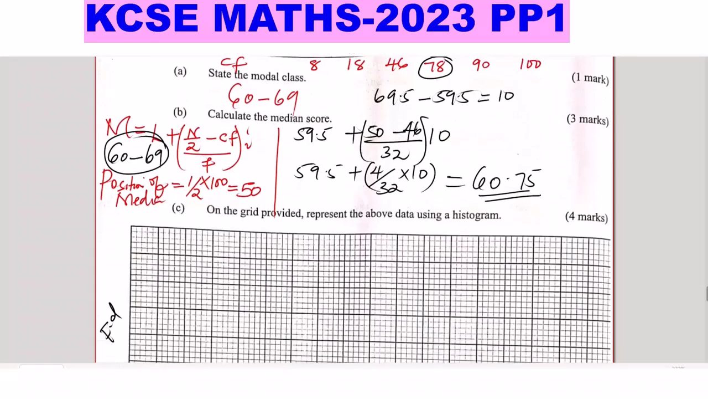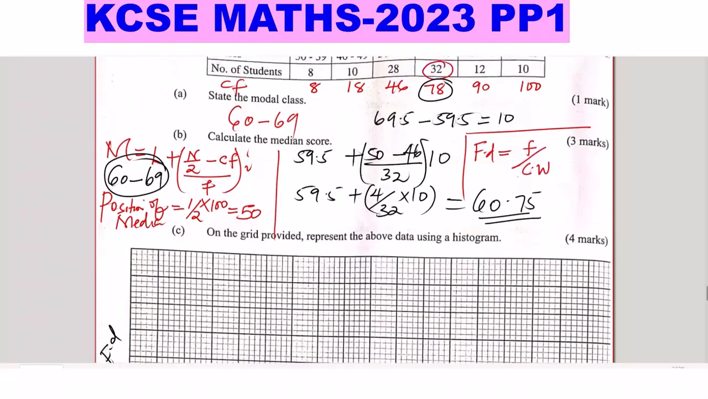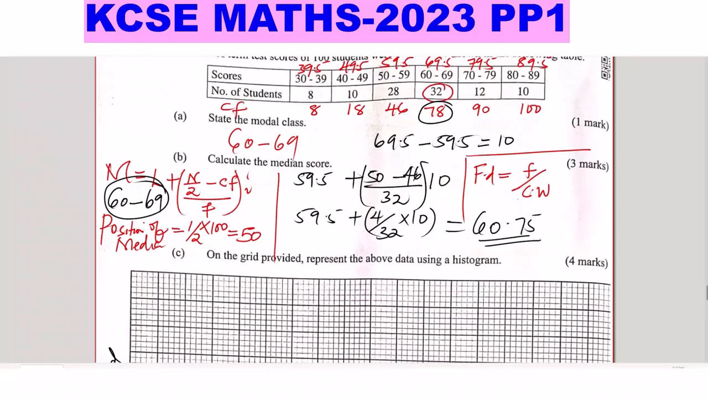So how do we get the frequency density? Frequency density is given by frequency divided by the class width. That is what you're going to do for all these. Don't have enough space here. So frequency is the number of students.